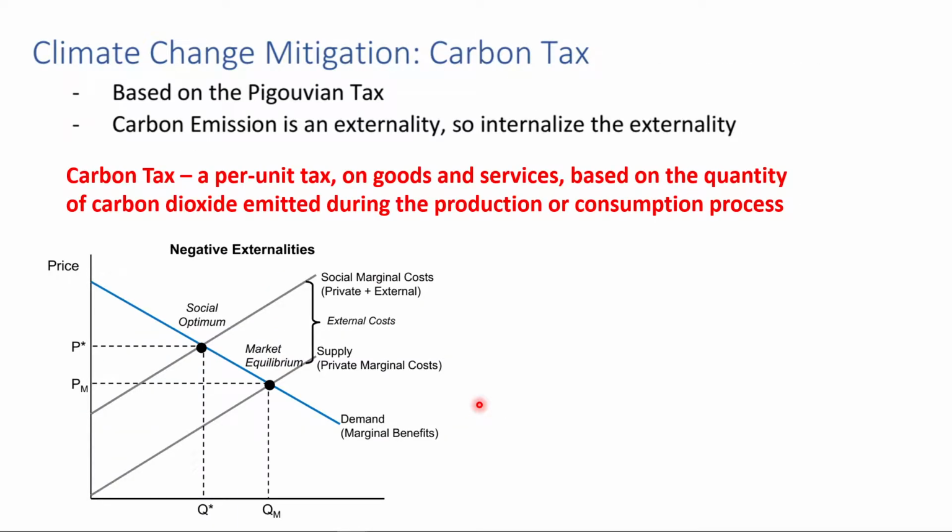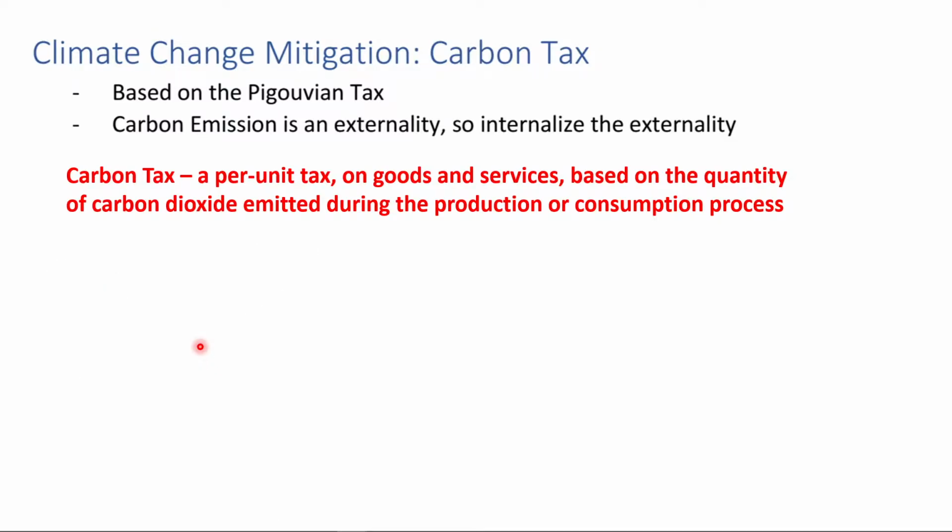Now, let's start with carbon tax. Carbon tax is based on the Pigouvian tax, and the simple idea is that a carbon tax is a per unit tax on goods and services based on the quantity of carbon dioxide emitted during the production or the consumption process. Right. The idea is simple, because carbon is an externality from some activity. So if we can implement the externality in the form of a tax, the market can efficiently reach a market equilibrium.